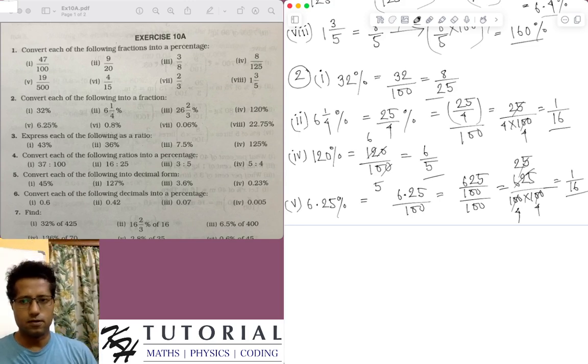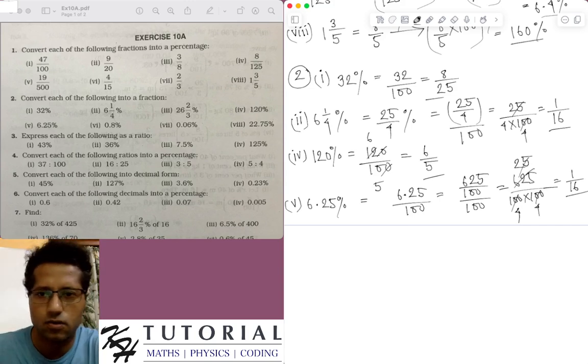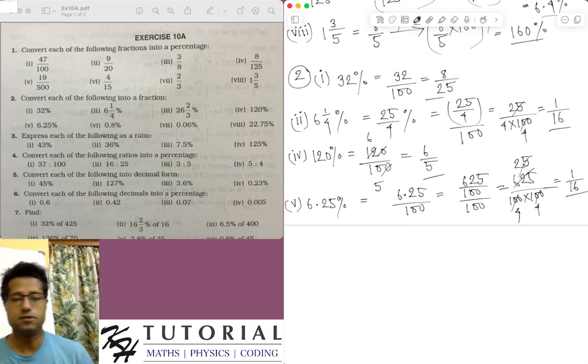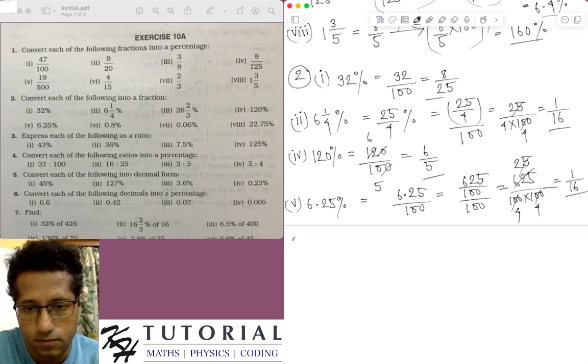So I am not doing the rest of the parts. I think it's similar. I hope you got the idea. How do we convert a percentage into a fraction? Let's do question number 3.